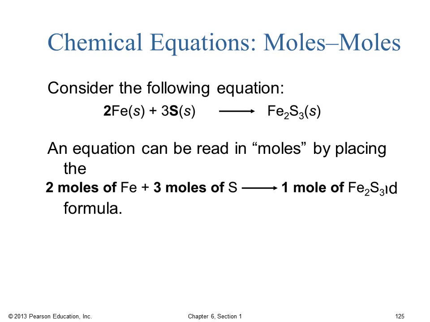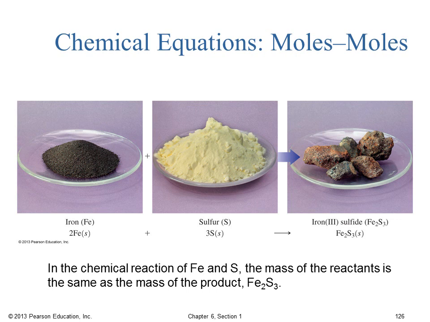So if we were to look at the chemical equation of 2 irons plus 3 sulfurs making iron 3 sulfide, then instead of using atoms, we can just use moles. So if we have 2 moles of iron plus 3 moles of sulfur, it makes 1 mole of iron 3 sulfide. So here we see the balanced reaction and what the reactants look like in their natural form and what the product looks like in its natural form. And so when we react all of that iron and all of that sulfur, the total mass of those reactants will equal the total mass of that product, the iron 3 sulfide.